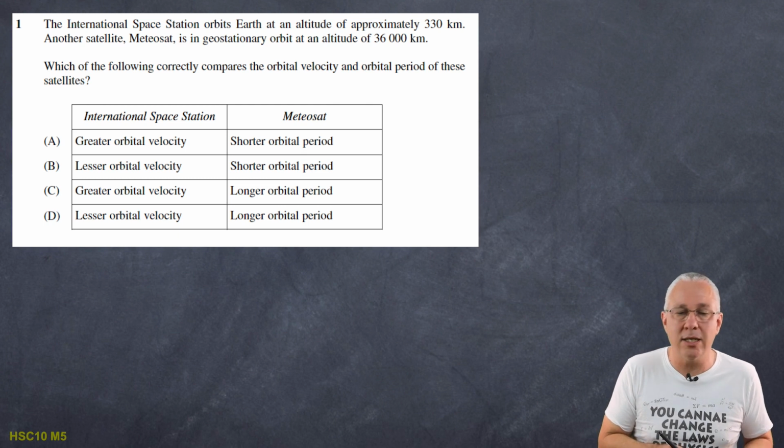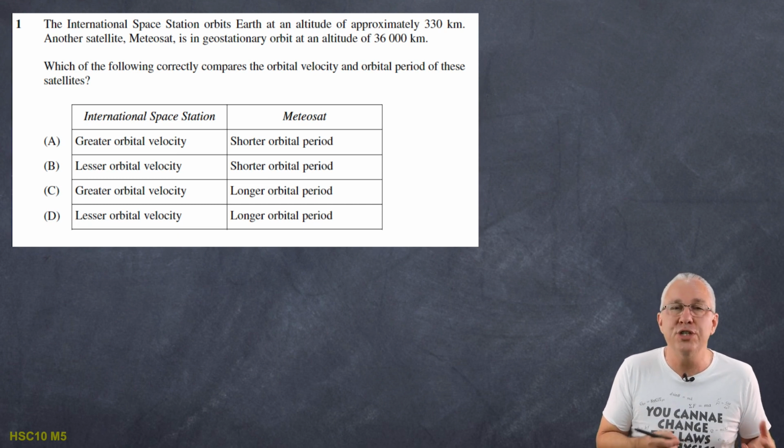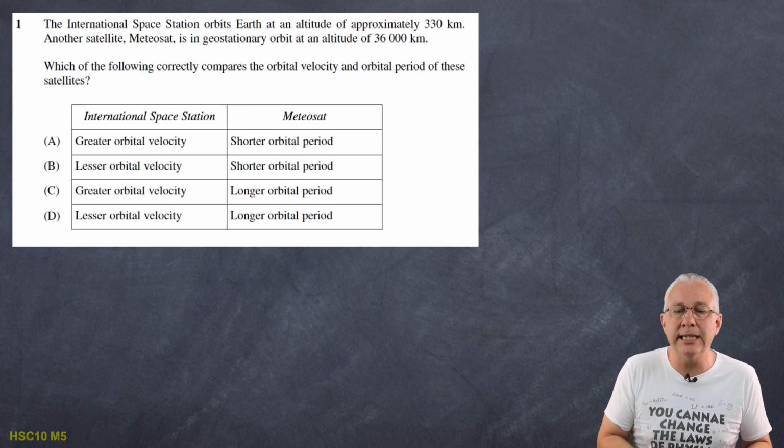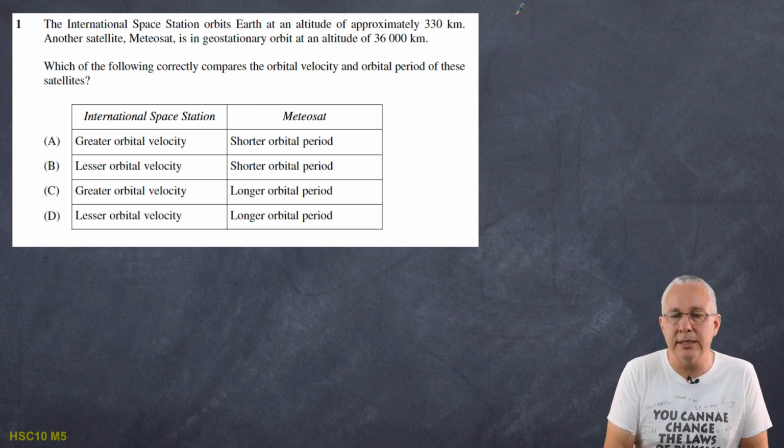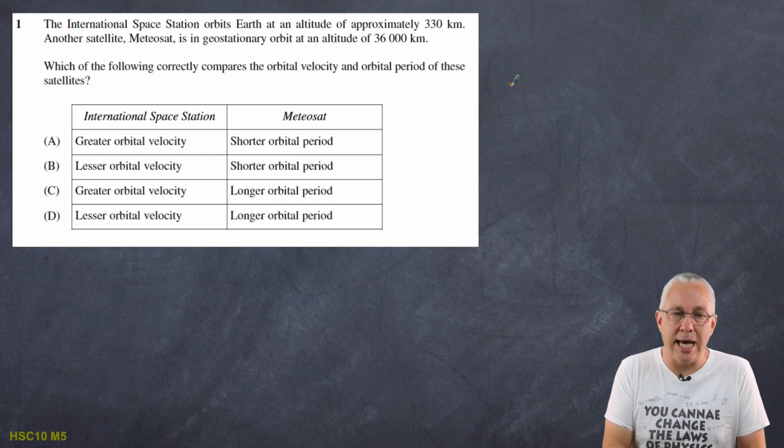Now we have another satellite, the Meteosat, which is in a geostationary orbit, so we call it a GEO, a geosynchronous or geostationary orbit of 36,000 kilometers. Now, which of the following compares the orbital velocity and the orbital period? Well, let's quickly review our mathematics and then we'll use that to analyze the question.